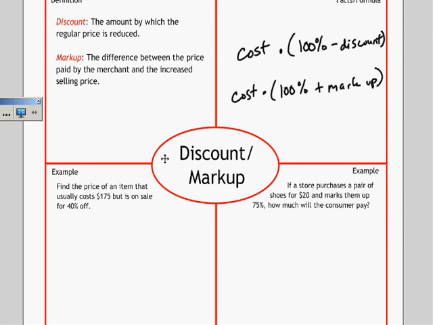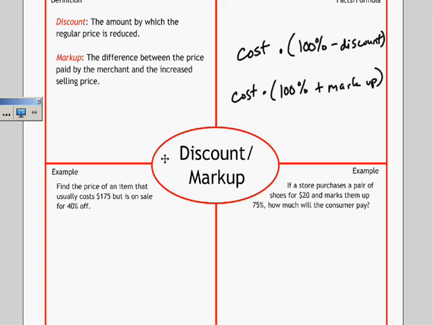The next section we're going to be talking about is discount and markup, and this relates to percent of change. Discount is the amount by which the regular price is reduced. You should be familiar with this going to the mall. Markup is the difference between the price paid by the merchant and the increased selling price.